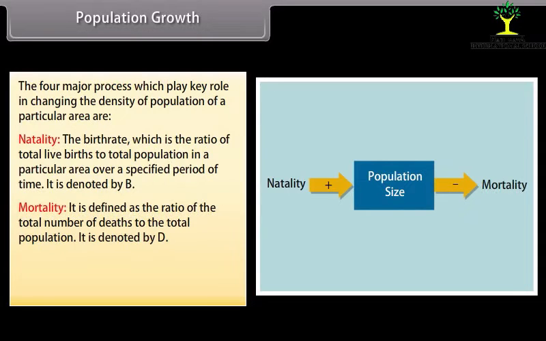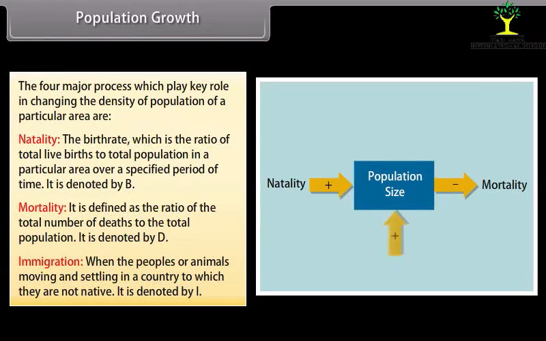It is denoted by B. Mortality. It is defined as the ratio of the total number of deaths to the total population. It is denoted by D. Immigration. When people or animals move and settle in a country to which they are not native, it is denoted by I.